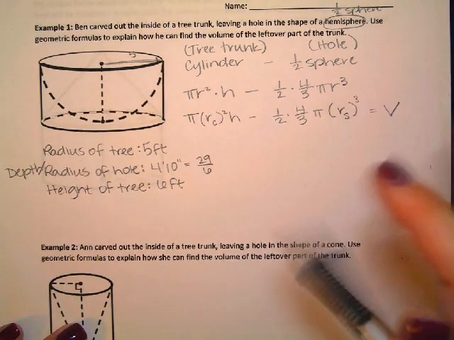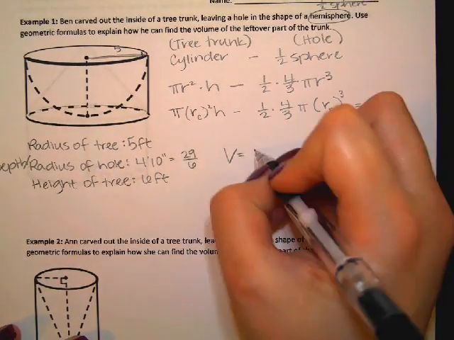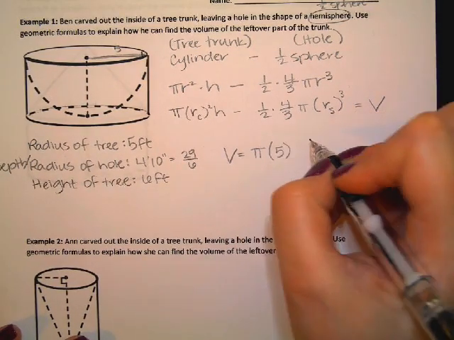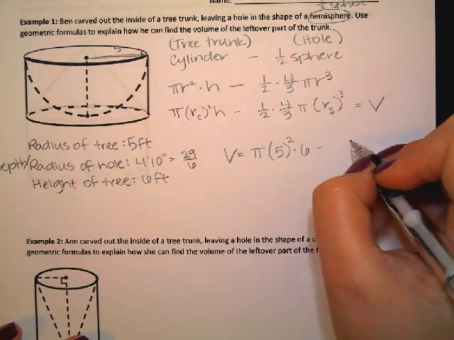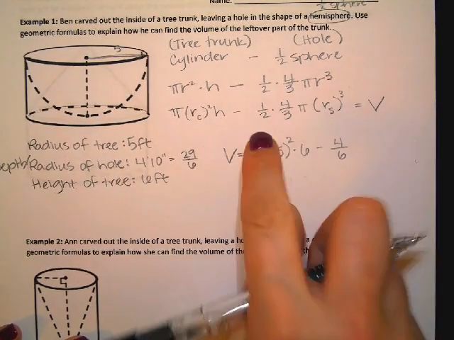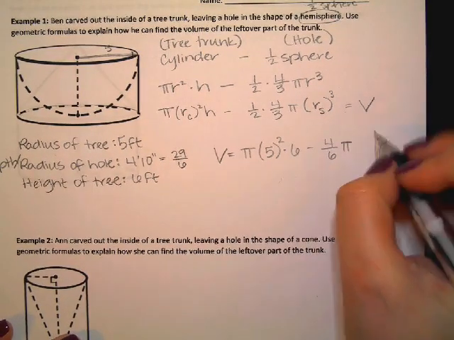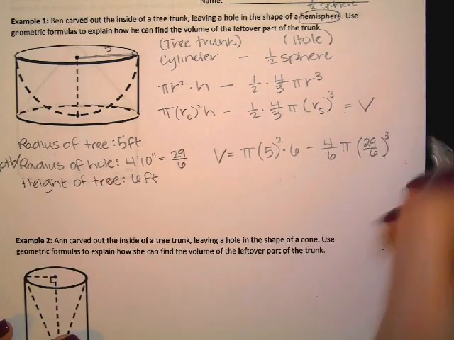Okay, so the volume of the piece of wood that's left over is going to be pi times the radius of the cylinder, which is the tree, times the height of the tree, minus 4/6. I just went ahead and multiplied those two fractions together, pi times 29 over 6 cubed.